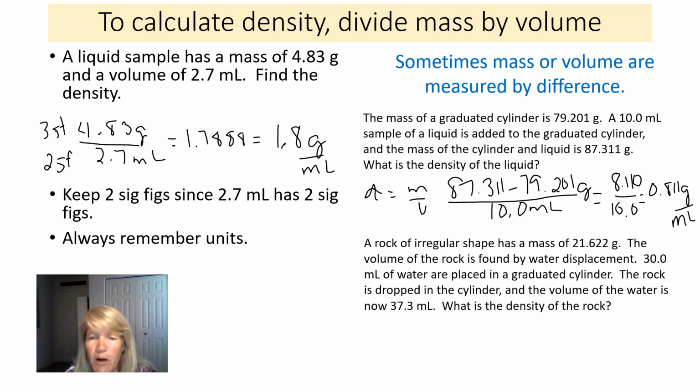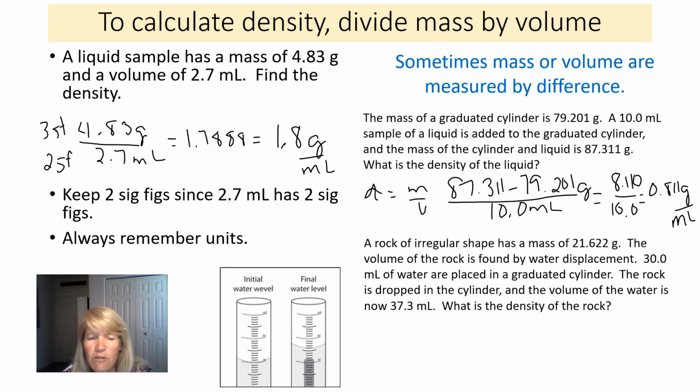And here's another problem. A rock of irregular shape has a mass of 21.622 grams. The volume of the rock is found by water displacement. So how would you find a volume of a rock? It doesn't follow a geometric shape. So what you can do is put it in water.